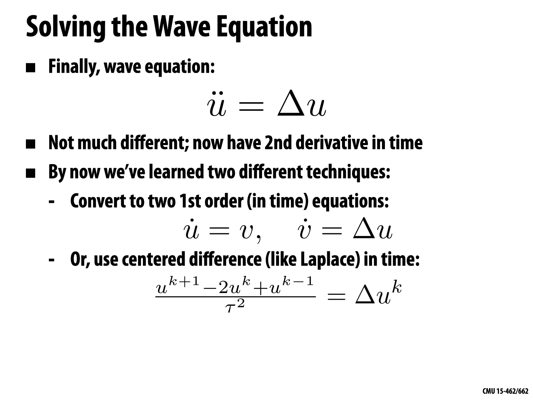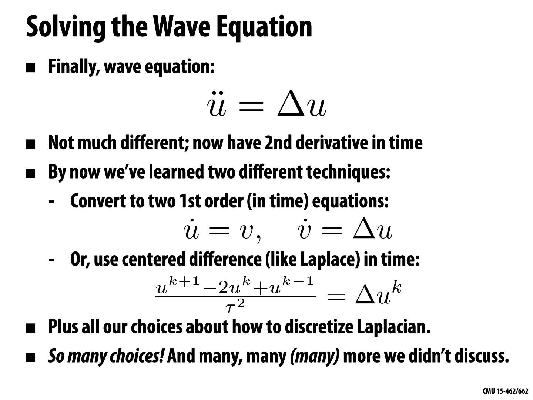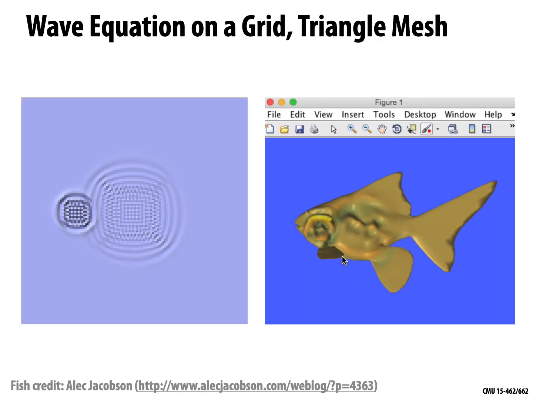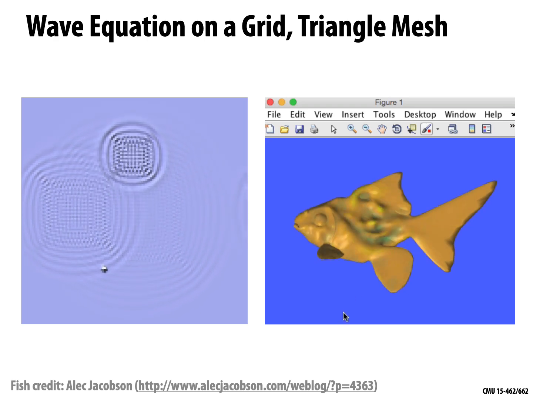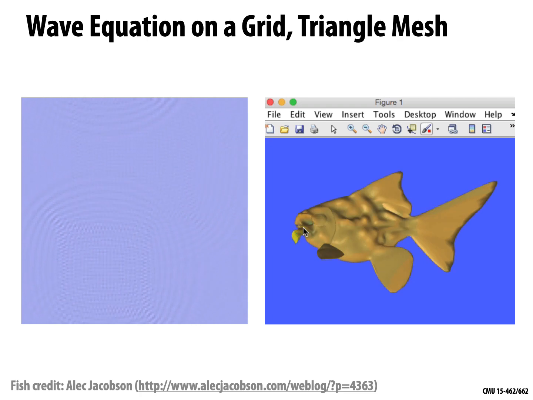Okay? All right. The only other thing we have to do to make this a real numerical integrator is discretize the Laplacian. Right? But we have all sorts of knowledge about that now. And in fact, there's lots and lots of other ways to discretize space and time that we didn't discuss. But this will get us a pretty good wave equation solver. So here's an example of what that looks like. The one on the left is the one we coded up at the beginning of the lecture on a grid. The one on the right is running on a triangle mesh using this cotangent Laplacian.